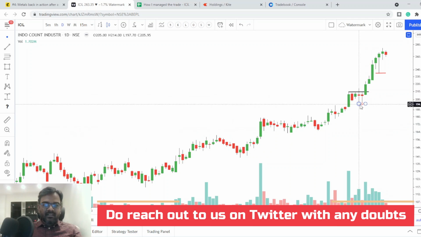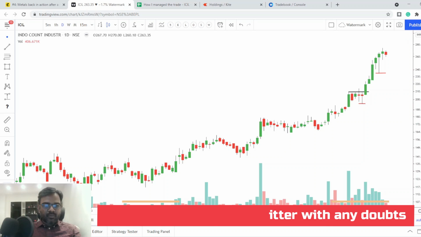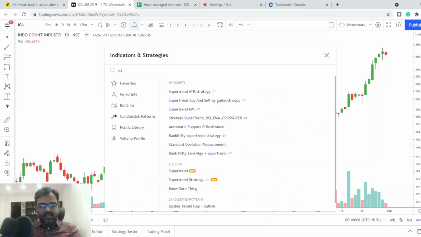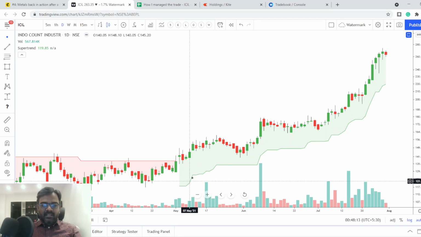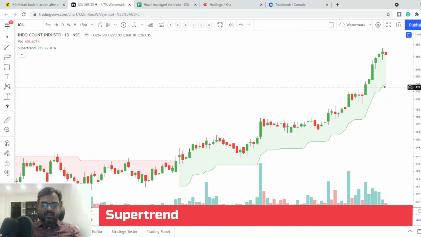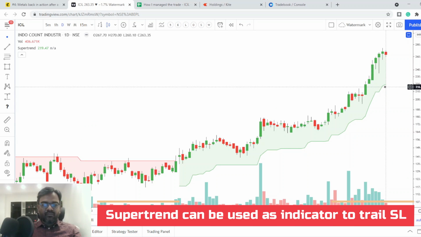Now, in case you can't find this way to trail your stop loss like that, you can use a simple indicator called Super Trend. If you just put Super Trend, you will see that this is continuously going up, right? Even if you had used Super Trend, you will slowly keep increasing your stop loss. As of today, the stop loss is 219.47, right? Even then, you would be sitting on decent profits.